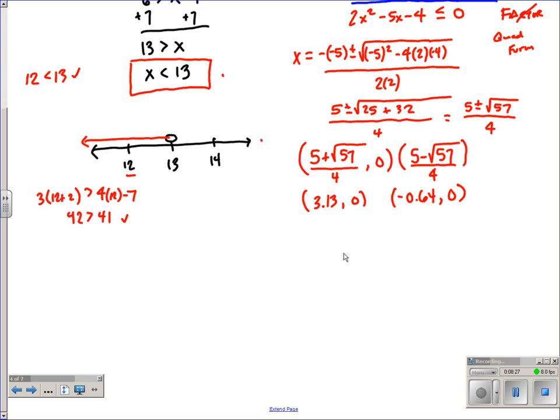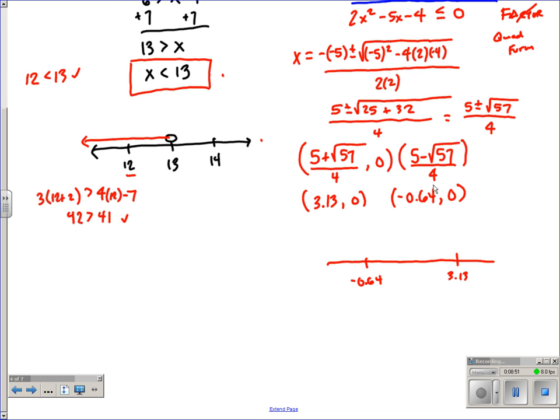Now, when we take these, if we want to put this on our number line, remember we're looking for the x values. So let's put this on our number line. Negative 0.64 is less than 3.13. So let's do negative 0.64, and we have 3.13. These are our boundary points. These are very important here.